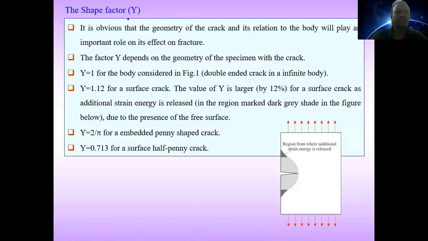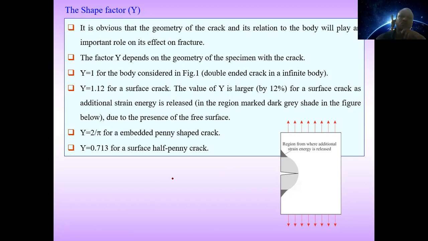So that shape factor Y, okay, it is obvious that the geometry of the crack and its relation to the body will play an important role in the effect on the fracture. The factor Y depends on the geometry of the specimen with the crack. Y is equal to 1 for the body considered in figure 1. This is the figure. In this case, Y is equal to 1. Regions where additional strain energy is released, these are double-ended cracks in infinite body.